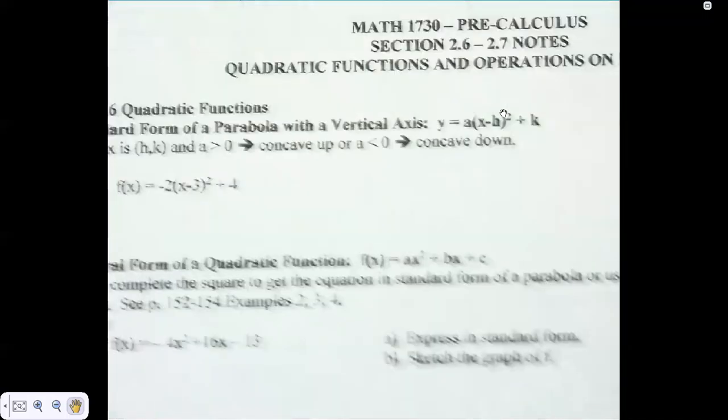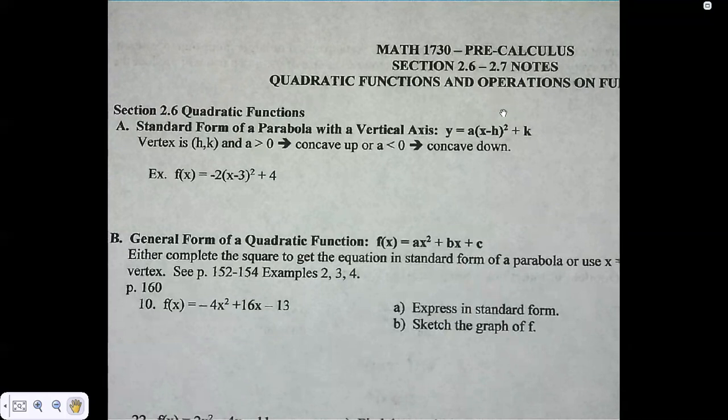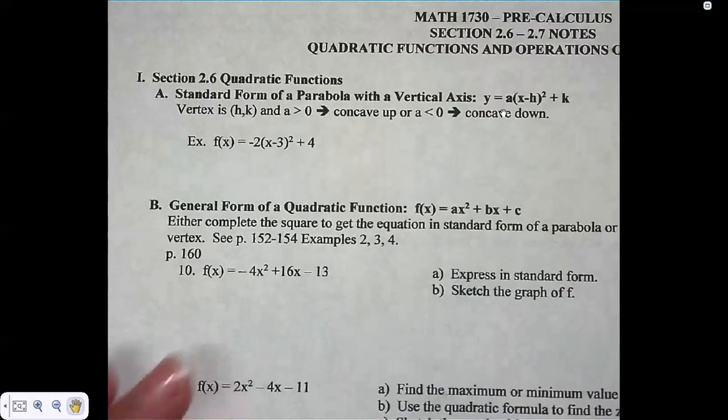2.6. We have two more sections before the test Thursday. And they are quadratic functions and operations on functions. Good news is we already know a lot about quadratic functions. We're going to graph two or three of them very quickly and then do some problems that look maybe different than I would have seen in college algebra.